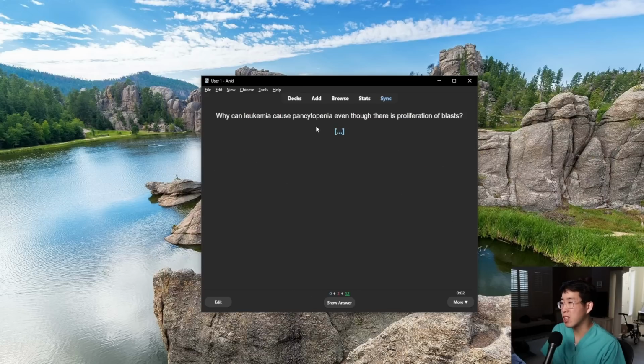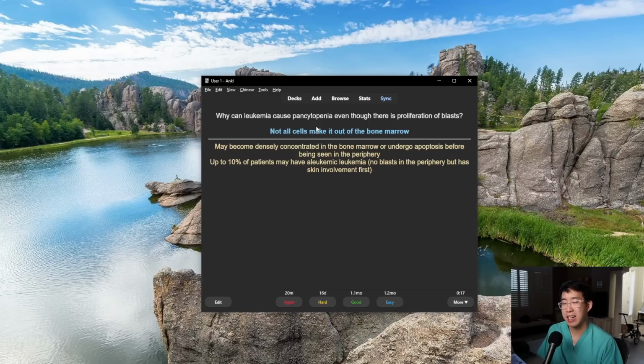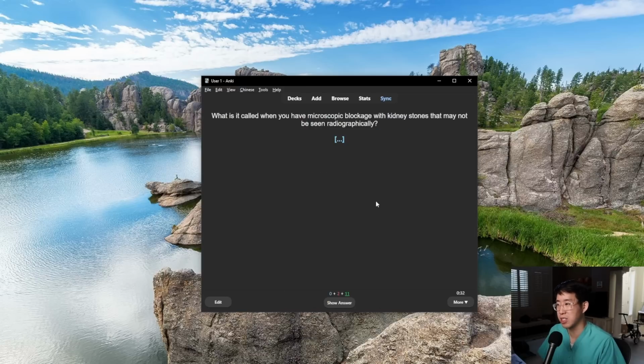Why can leukemia cause pancytopenia even though there is proliferation of blasts? Don't you expect to see extremely elevated white blood cell counts and just high cell counts in general because you're just overproducing cells? Well, the problem is these cells are very unhealthy and they may die. They just kind of undergo apoptosis. They don't make it out of the bone marrow. And so a lot of patients will not necessarily have sky high white blood cell counts. This is the reason why sometimes they're just pancytopenic when you see them.